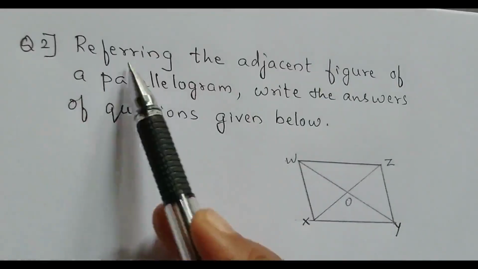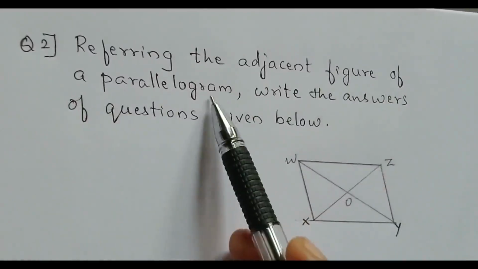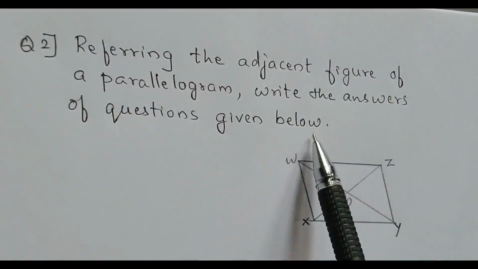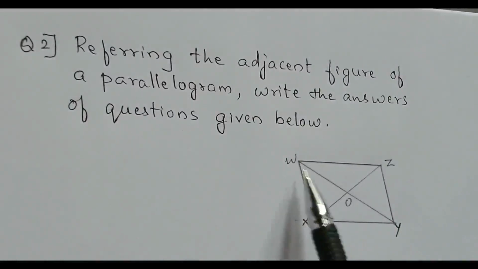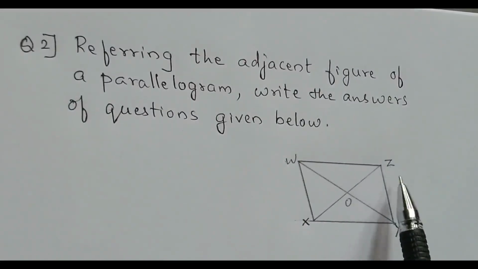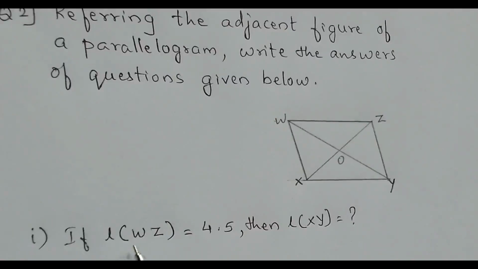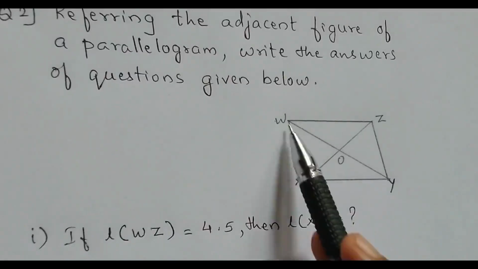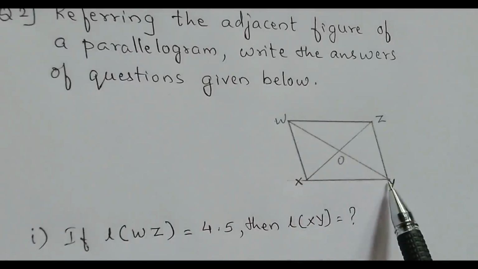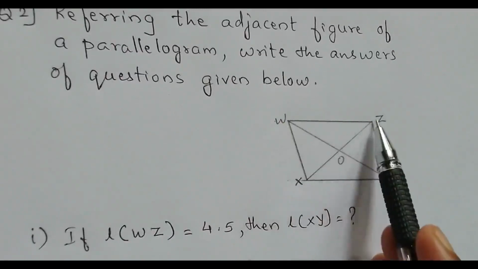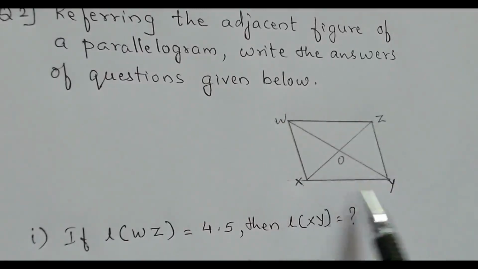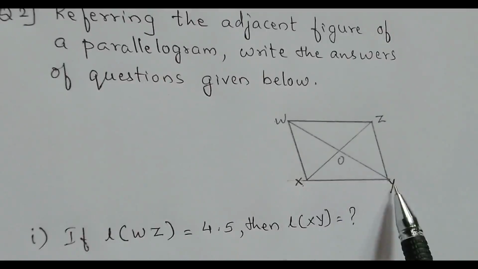Question number 2. Referring to the adjacent figure of a parallelogram, write the answers of the questions given below. Now it's given that WXYZ is a parallelogram. The first question is, if length WZ is 4.5 centimeters, then length XY is how much? We know that the opposite sides of a parallelogram are congruent. So if length WZ is 4.5, how much is length XY? Length XY is also 4.5 centimeters.